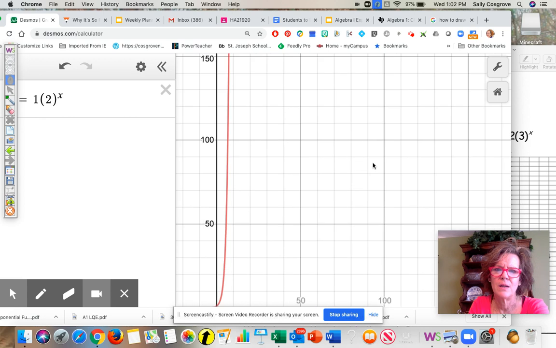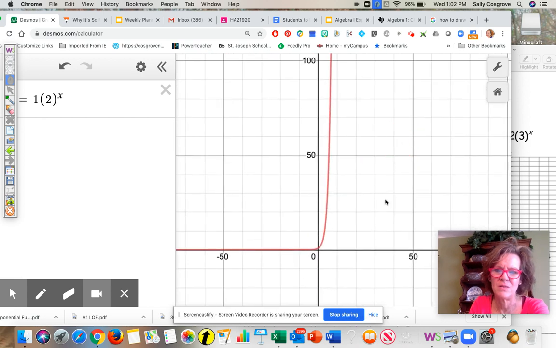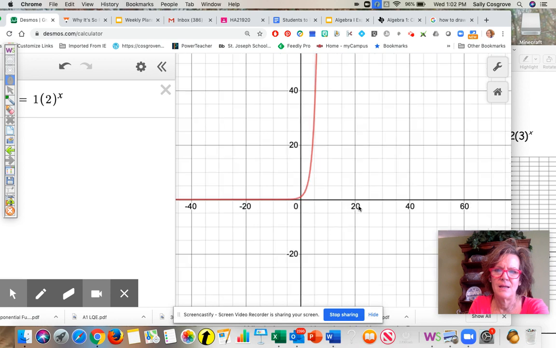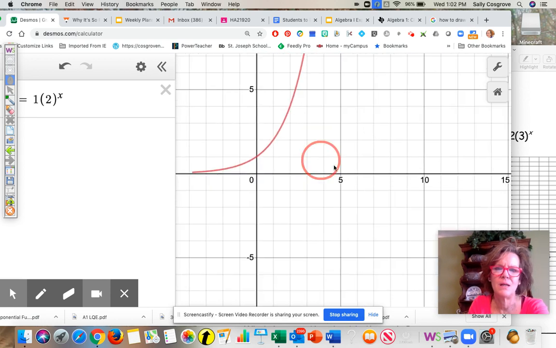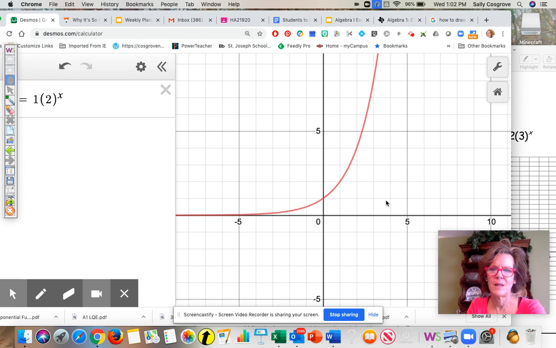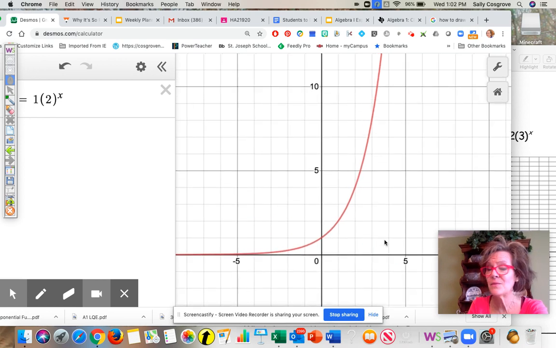Remember, with Desmos, you can just click and drag. And I still need to zoom in some. Well, there we go. Okay. If I'm going to graph this on my graph, I can see what it does, but to get exact values, remember we can change this into a table.